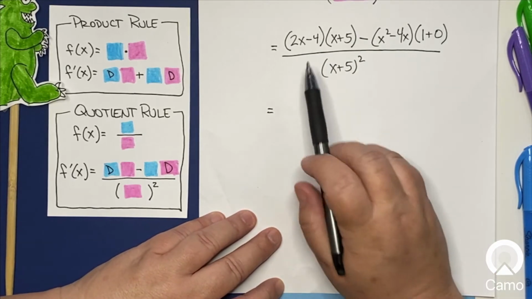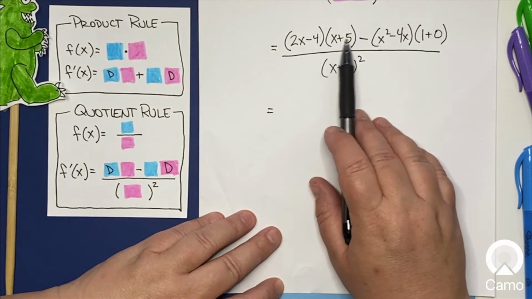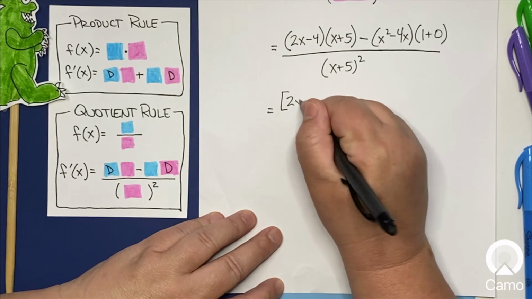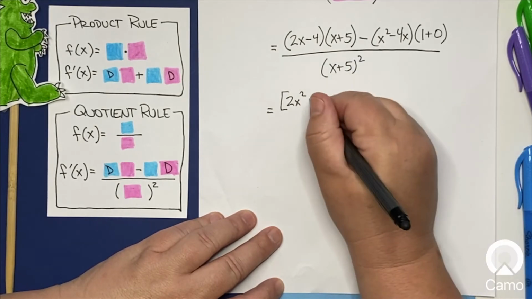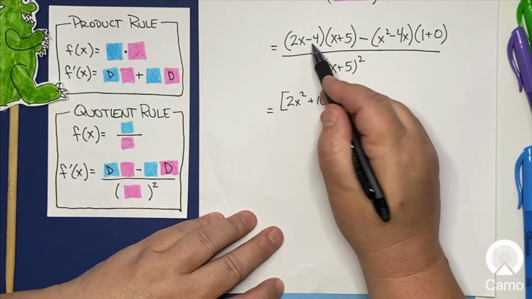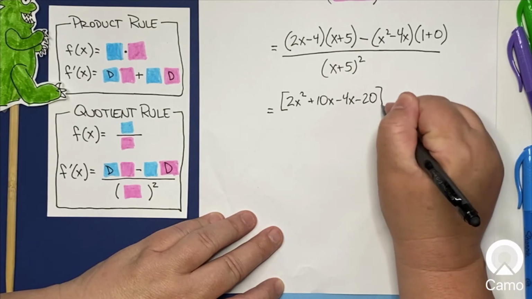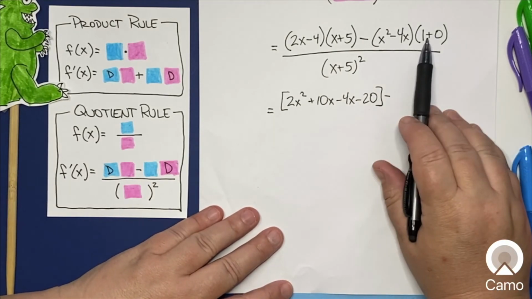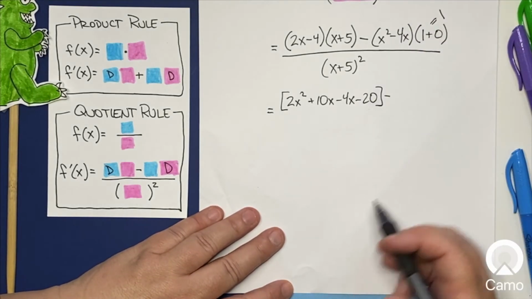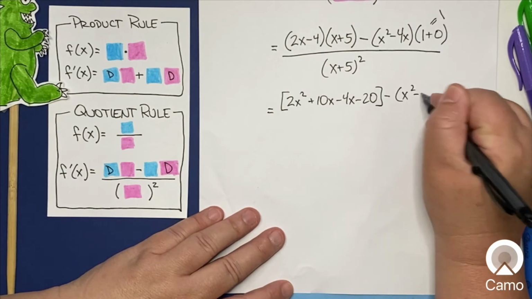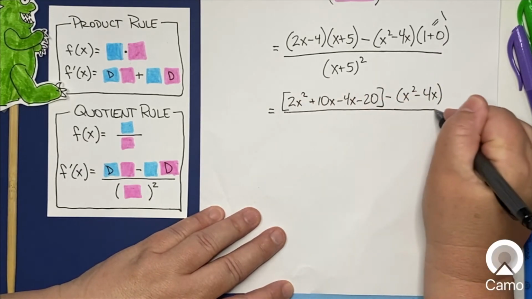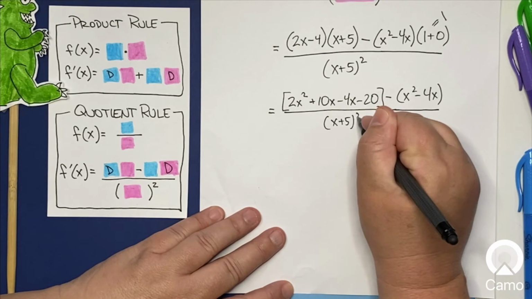Woohoo! So, 2x minus 4 times the quantity x plus 5. So right here, I've got 2x times x, that's 2x squared. 2x times plus 5 is plus 10x. Minus 4 times x is minus 4x. Minus 4 times 5 is minus 20. And we're subtracting. And then notice this whole thing equals just the number 1. So we're just subtracting x squared minus 4x, because this whole thing is just times 1. And it's all over x plus 5, the quantity squared.